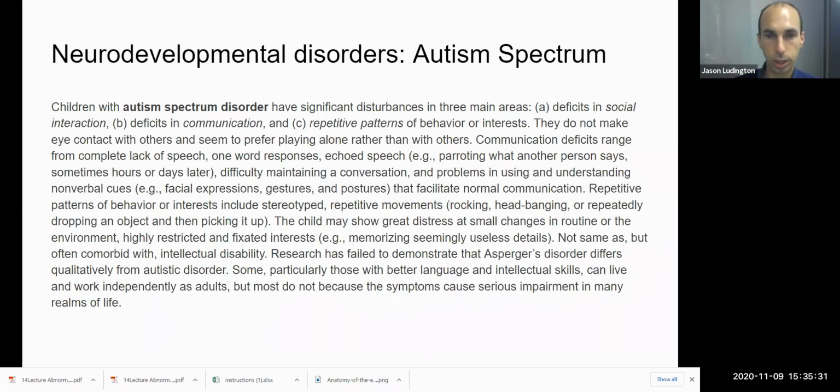Children may show great distress at small changes in routines in the environment, highly restricted and fixated interests. They could memorize a bunch of details that seem to be like there's no reason to do that. It's not the same as intellectual disability, but it's often comorbid with intellectual disability. Going back to the rocking and headbanging and dropping objects, picking them up, I was told that these activities are thought of as stimulating activities.